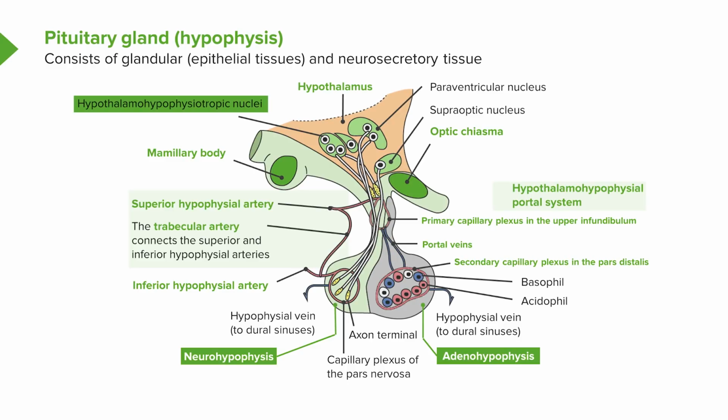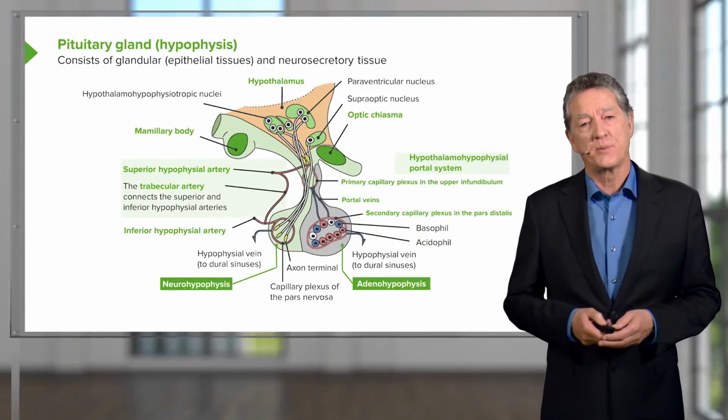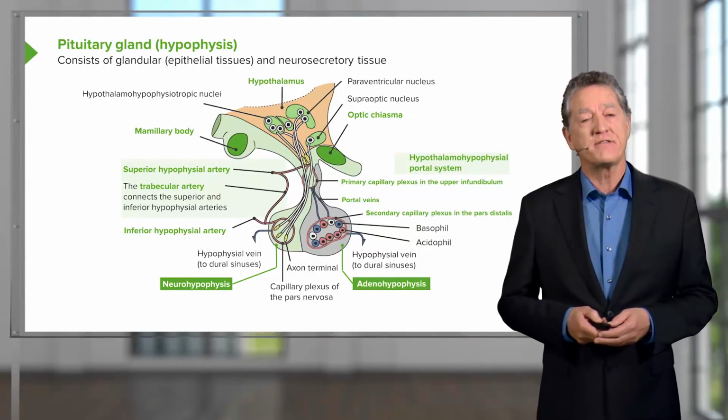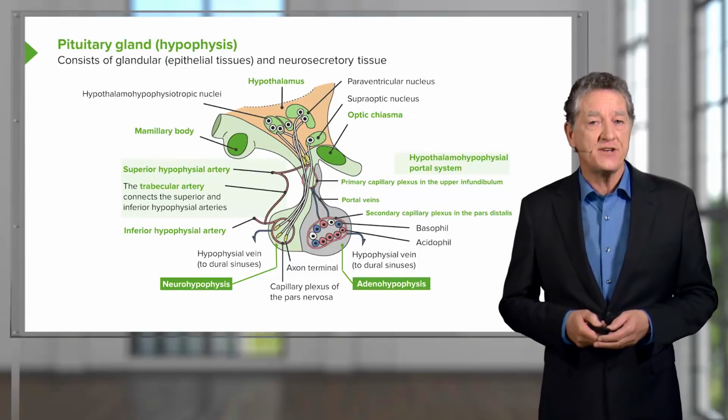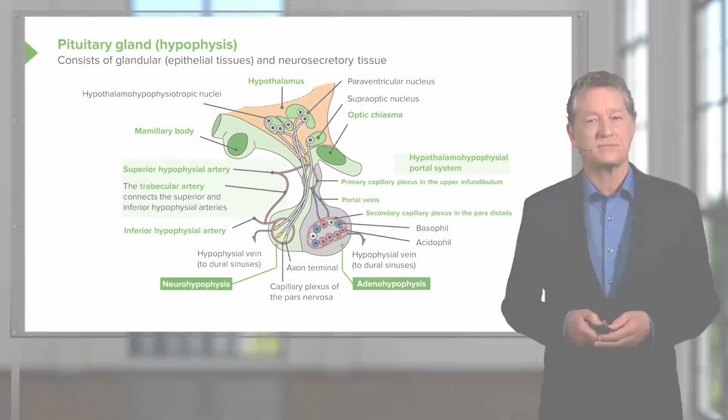Hypothalamo-hypophysiotropic nucleus, or nuclei. They contain neurons that secrete releasing factors. And those releasing factors get taken up by a capillary bed I'll mention in a moment up in the hypothalamus. And those releasing factors, when they get into the capillary bed, can affect the secretory products from the anterior pituitary. And I'll go through that in a moment.